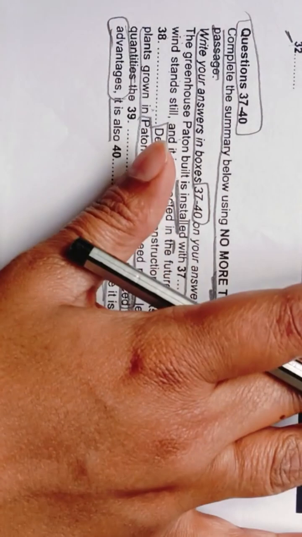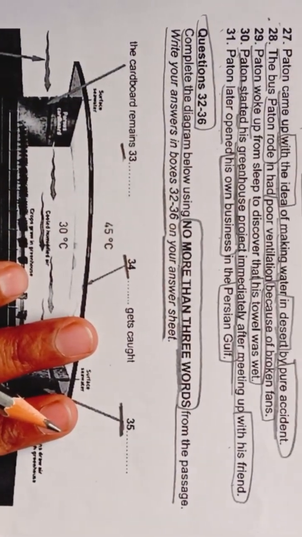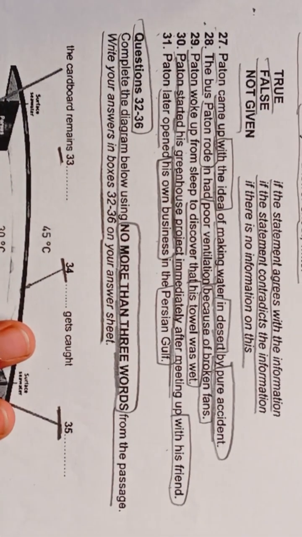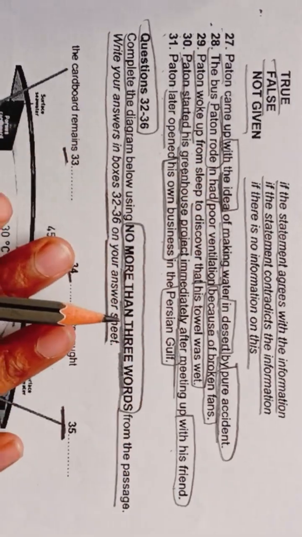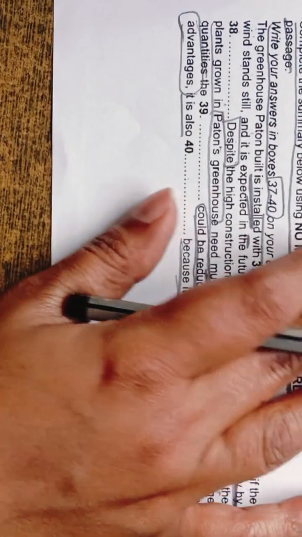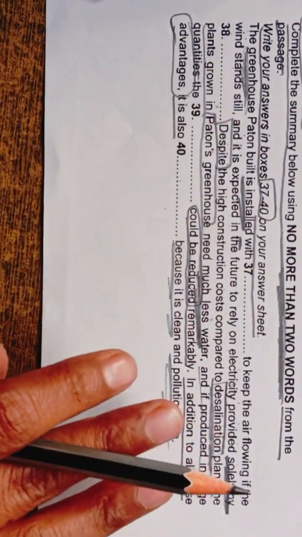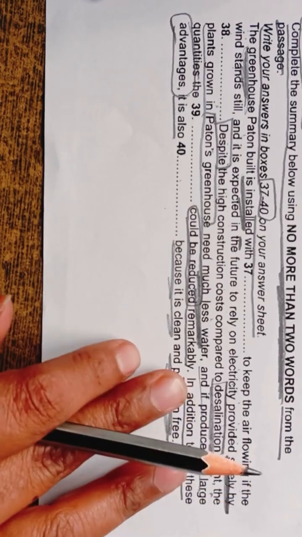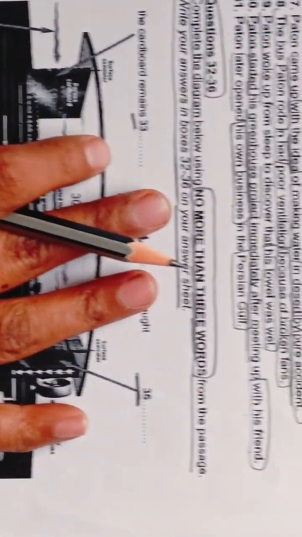Now let's quickly find our answers from the paragraphs. Here our first keyword is idea. Here they are talking about some diagrams, and in these they are talking about a greenhouse. So we have to look for these keywords initially. Now let's quickly read our paragraphs.